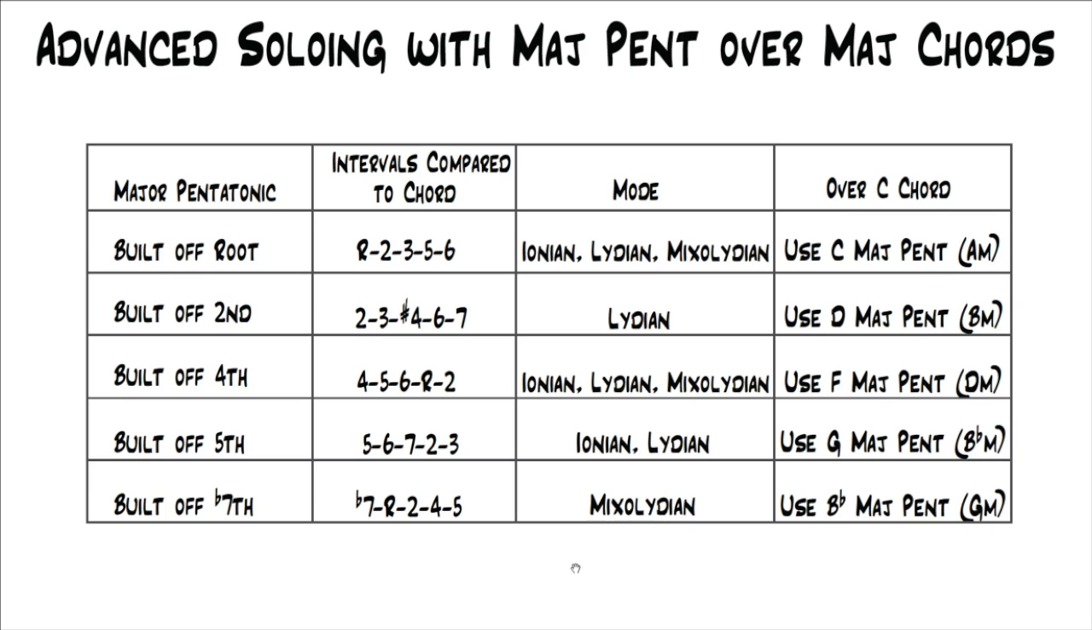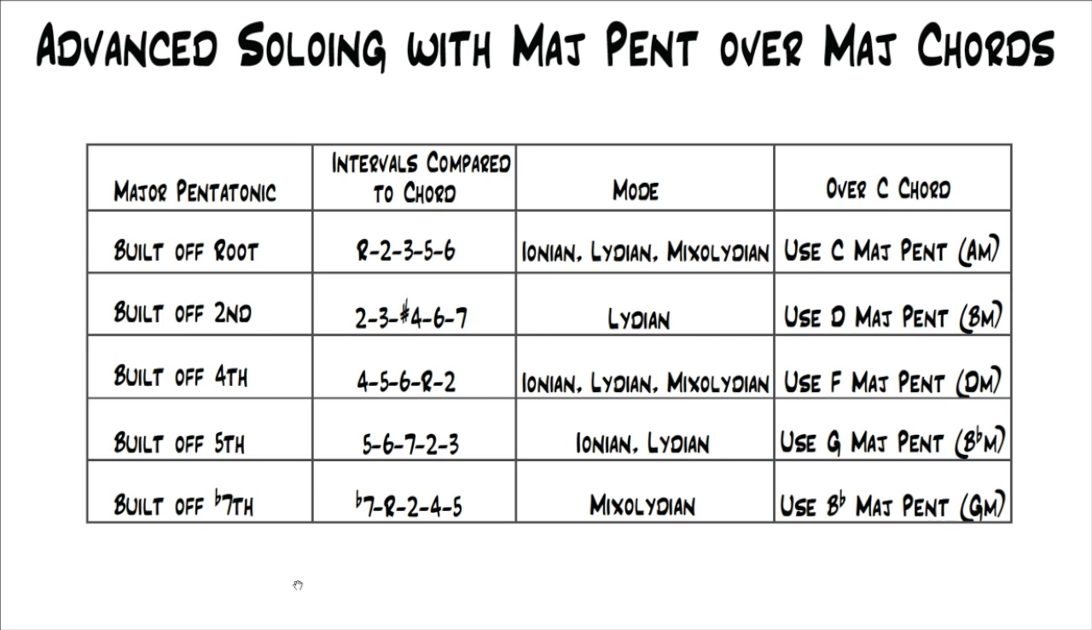So if we were to look at this all on one chart, we're using major pentatonic this time. If you're going to play over any major chord, you could play the major pentatonic built off the root. So if you're playing over a C major chord, just as a reference, you'd use C major pentatonic. That would give you your regular major pentatonic intervals of root, 2, 3, 5, 6, and that could be used for any mode. So it could be used for the Ionian, Lydian, or Mixolydian, which is the 1, 4, or 5 chord. But you could also use a major pentatonic built off the second. So if we're talking about C major chord, the second in the C major scale is D, so you'd use D major pentatonic. That would give you the intervals of 2, 3, sharp 4, 6, 7 compared to the C major chord, and that could only be Lydian because of that sharp 4.